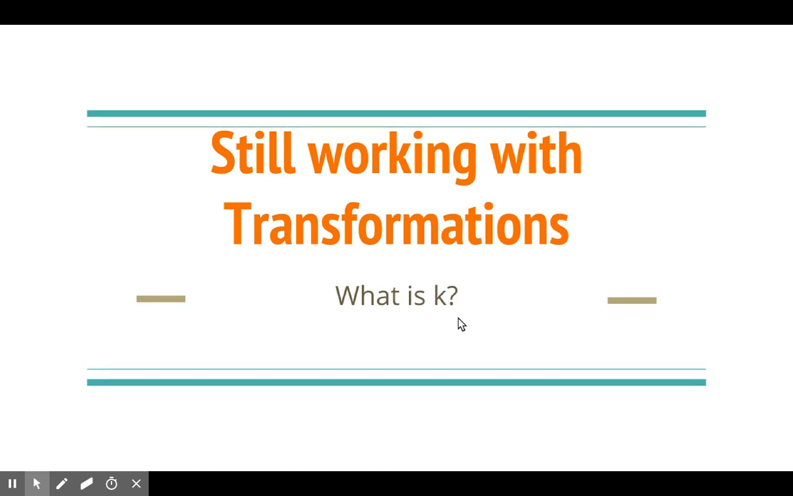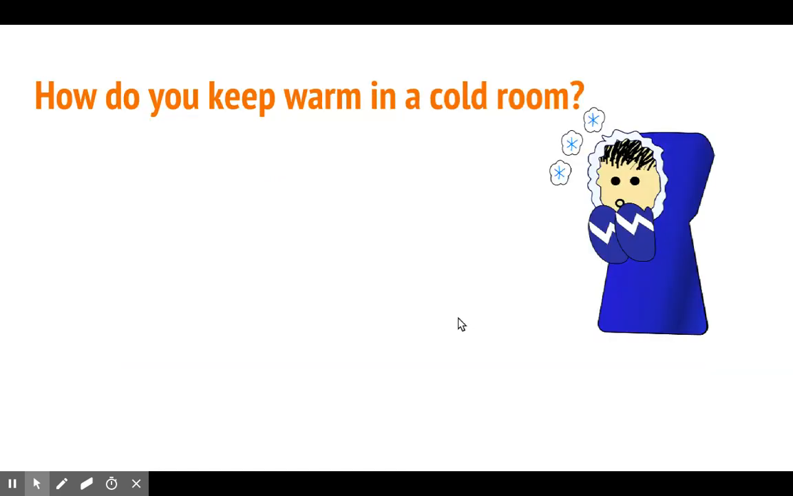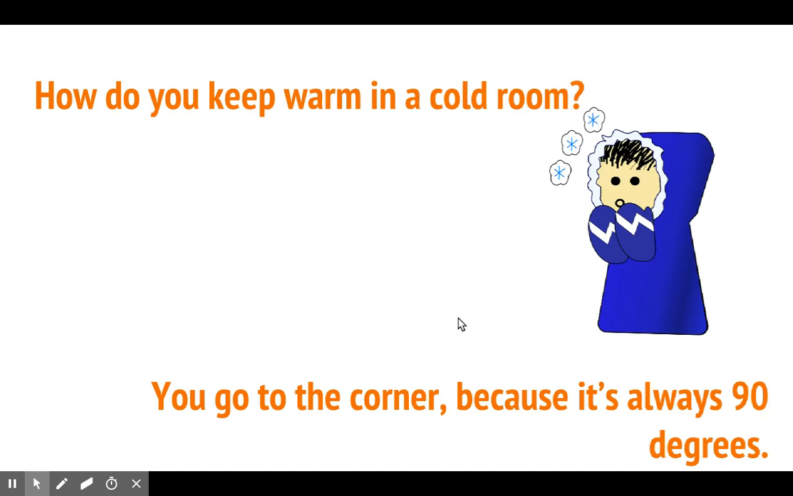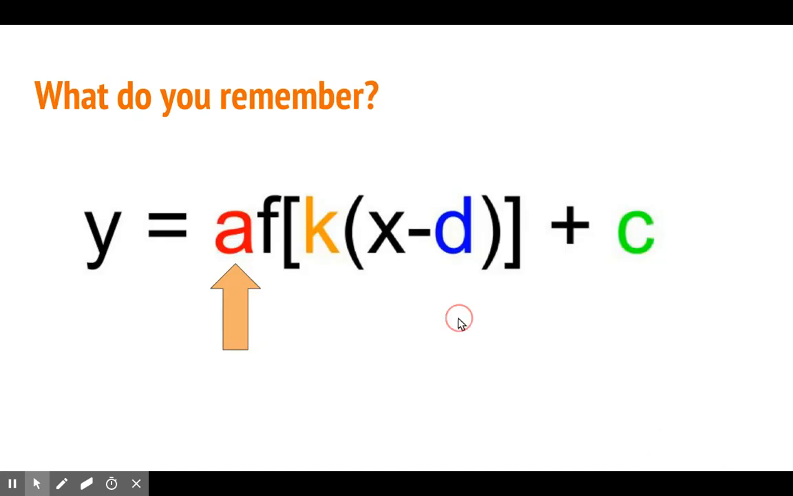So let's go through. But of course, we need to start with our joke. How appropriate for this time of year. How do you keep warm in a cold room? You go to the corner because it's always 90 degrees.